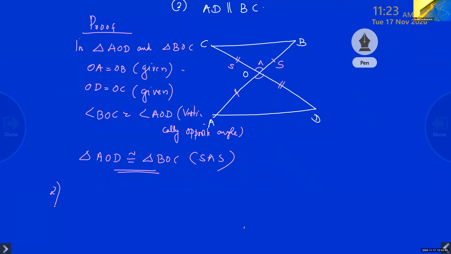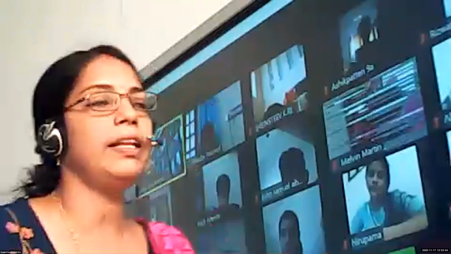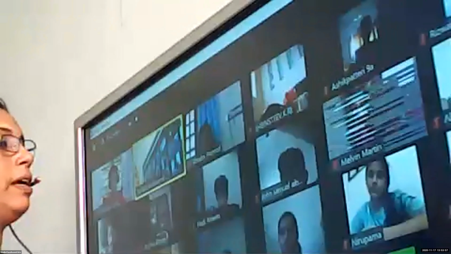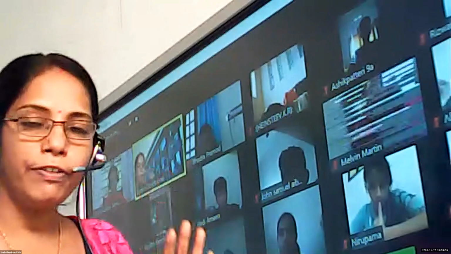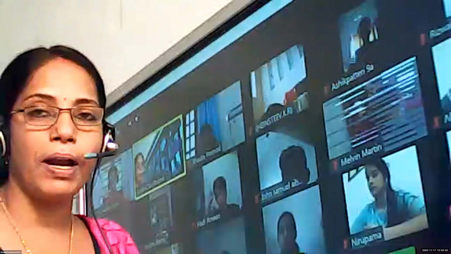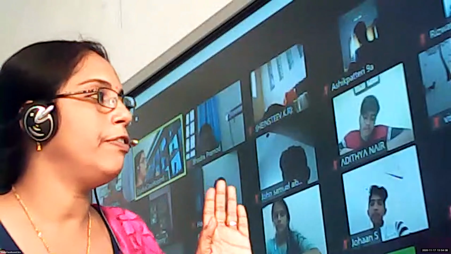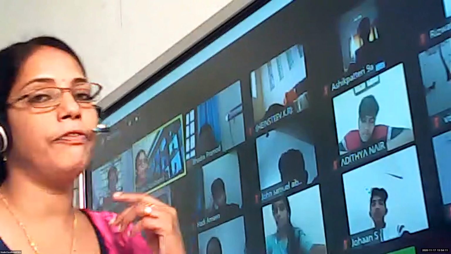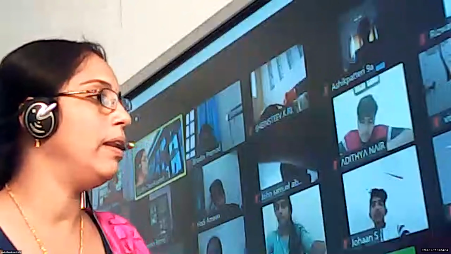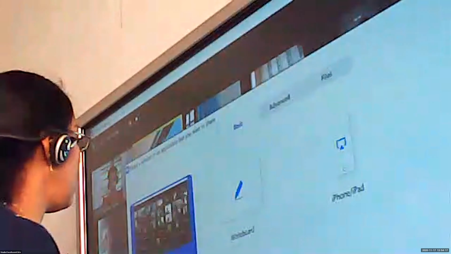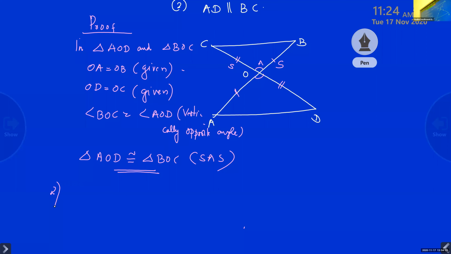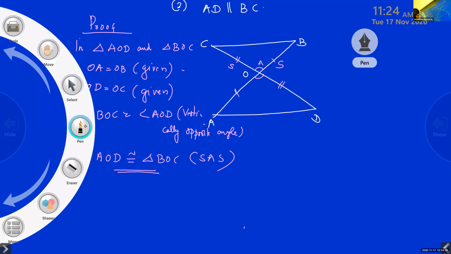Okay, children, one more thing, it is very important. After proving the congruency, you take all the other corresponding parts. If they are congruent, whatever parts remain in the figure will also be equal. That is what is meant by corresponding parts of congruent triangles. So what parts have we taken and what parts did we not take?